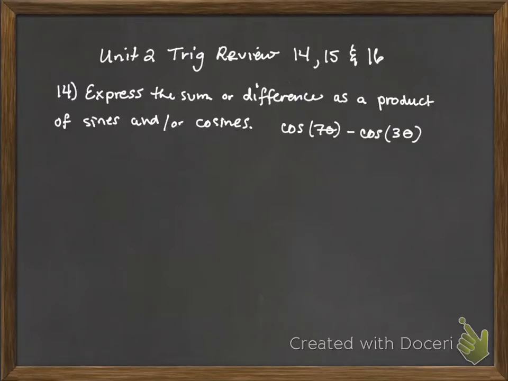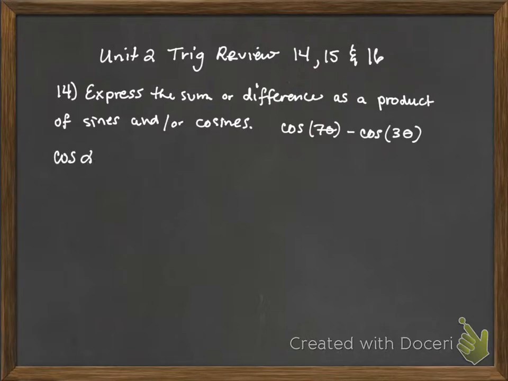This is the Unit 2 Trig review, problems number 14, 15, and 16. So number 14 says, express the sum or difference as a product of sines and cosines. Cosine of 7 theta minus cosine of 3 theta. So we've got to find the formula that matches up with that.